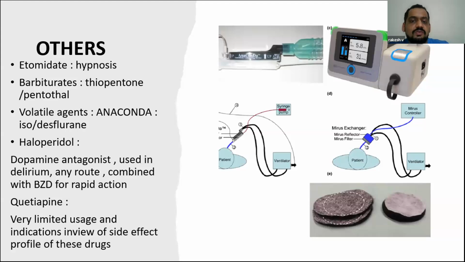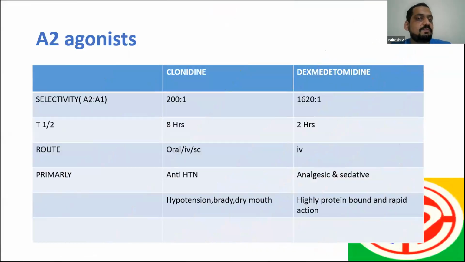And haloperidol. Sometimes all your drugs are not going to work on your patient because of chronic usage or tachyphylaxis. So in those special situations, you can try atypical antipsychotics like haloperidol or quetiapine. Haloperidol is a dopamine antagonist used in delirium, and any route can be used, combined with a benzodiazepine for a rapid action. Even quetiapine can also be used for this particular set of patients.